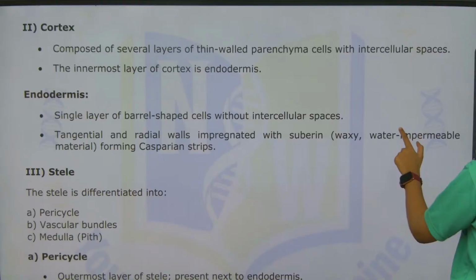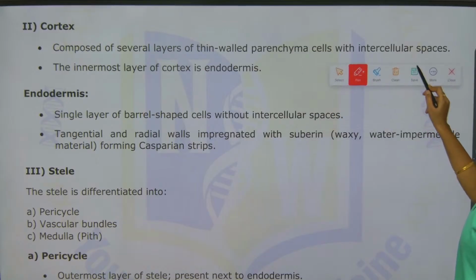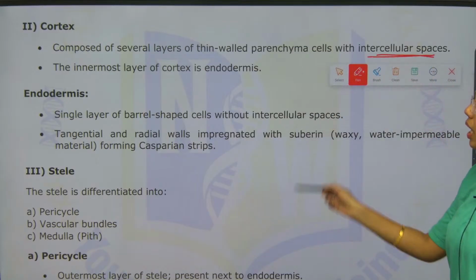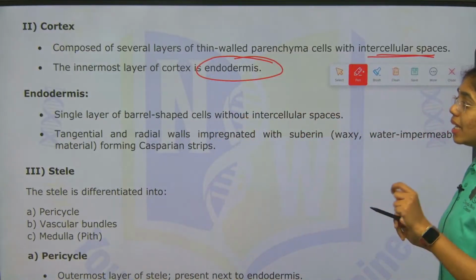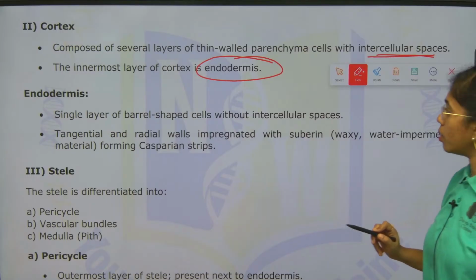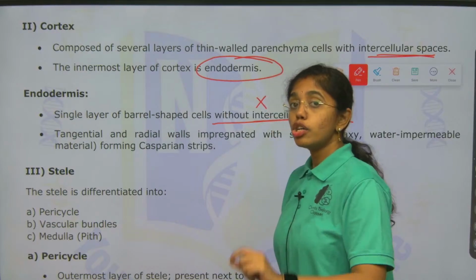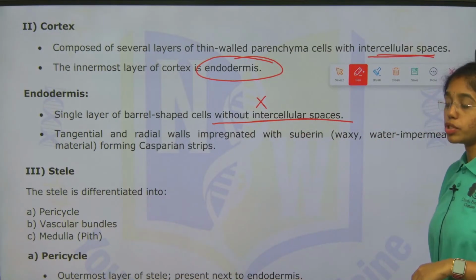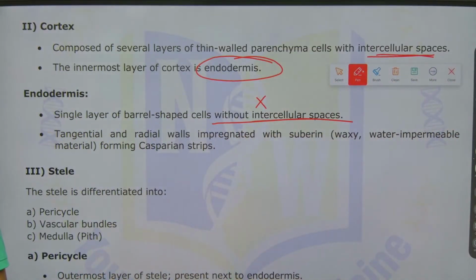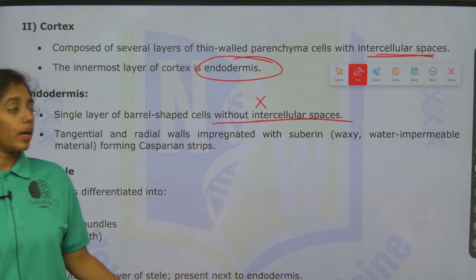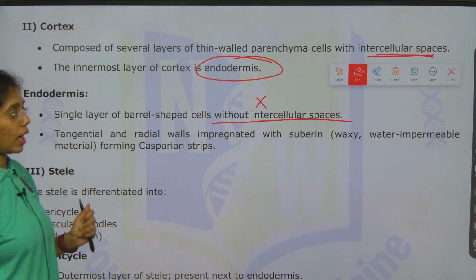cortex region. These are composed of several layers of thin walled parenchymatous cells with least intercellular spaces. The innermost layer of the cortex is endodermis. Endodermis here is a single barrel shaped layer, okay. This does not have any intercellular spaces. So the radial and tangential walls of endodermis are made up of what depositions? Suberin depositions. These suberin depositions are impervious for water absorption, okay. The cell wall is impervious for water conduction, okay.